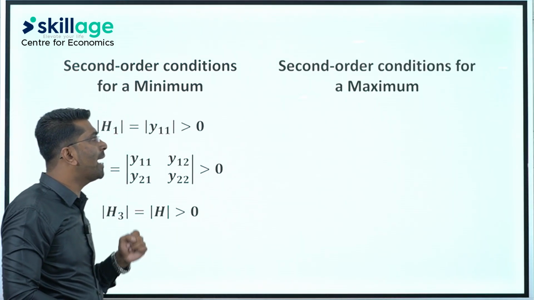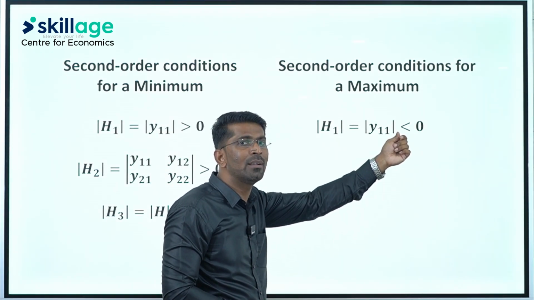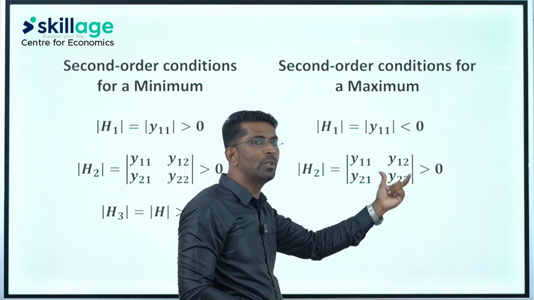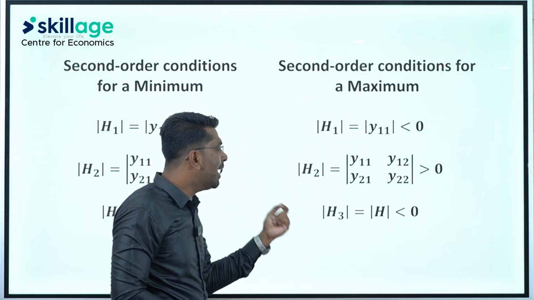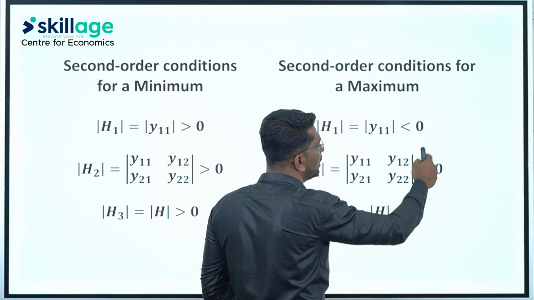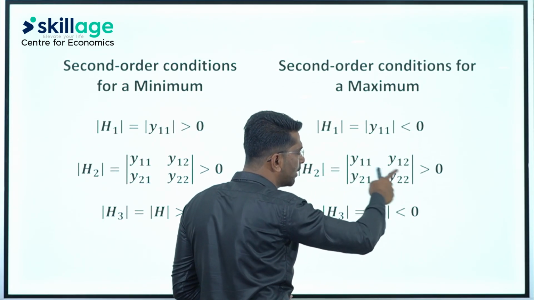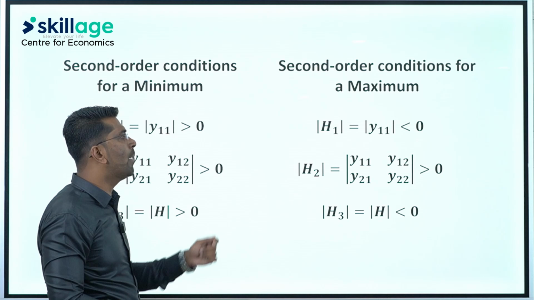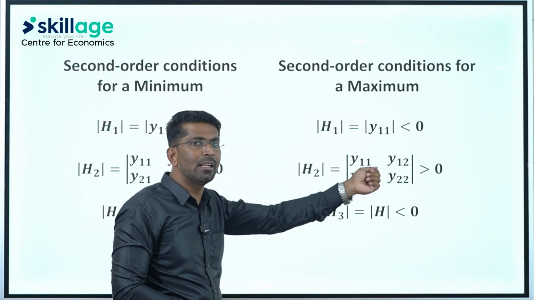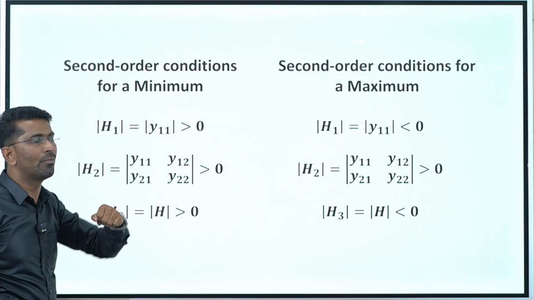Okay, now for maximization, the second order condition: H1, the first principal minor y11, is less than 0. Then H2, the 2 into 2 matrix y11, y12, y21, y22, is greater than 0. Then H3, that is H, is less than 0. See, we have alternating signs here: less than 0, greater than 0 and less than 0. So this is the maximization. If everything is greater than 0, then this is the condition for minimum. But if we have alternating signs, starting from H1 less than 0, then it is generally considered the condition for maximization.